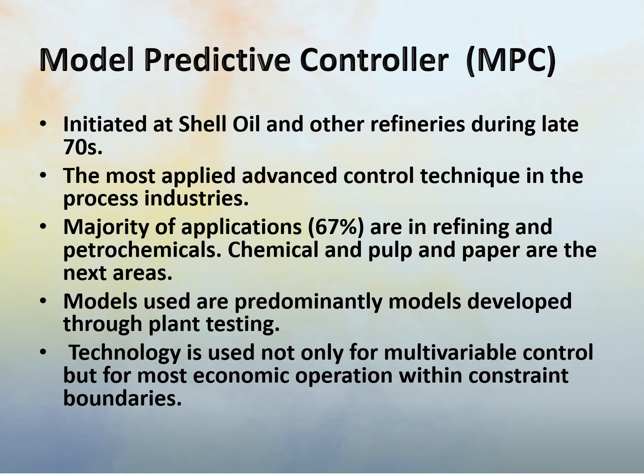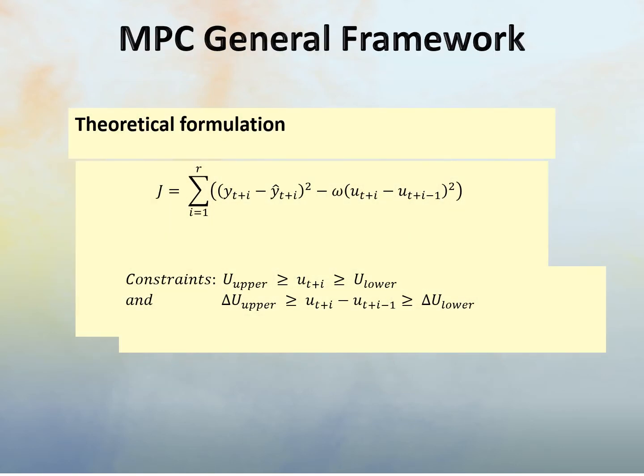Models are normally developed from plant testing and can be used for multi-variable control as well. The framework is basically to optimize the output and the manipulated variable, with constraints on the manipulated variables, upper and lower limits, and also on the change of the manipulated variables. So this is just a matter of optimizing the objective function and putting it into the controller loop.